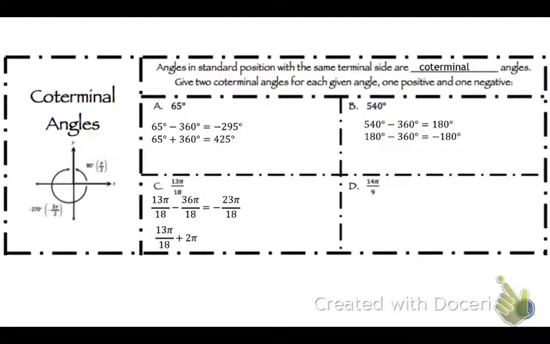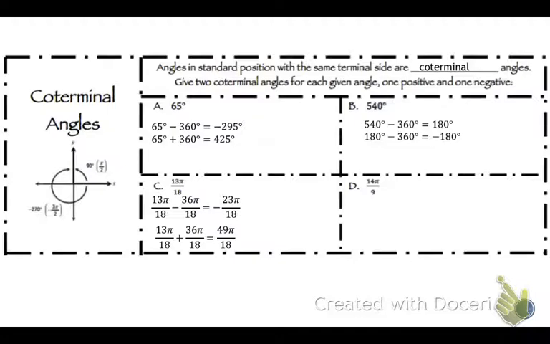Now let's add 2 pi. Put that over 1. Multiply top and bottom by 18 to get a common denominator. So that's 13 pi over 18 plus 36 pi over 18, which is 49 pi over 18.